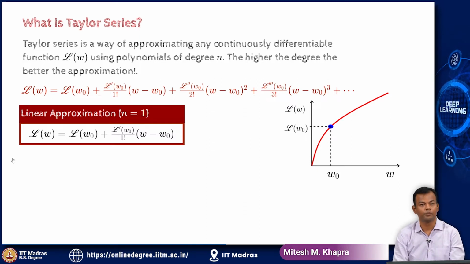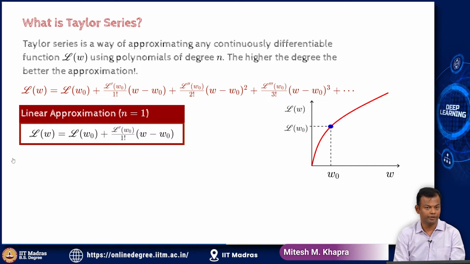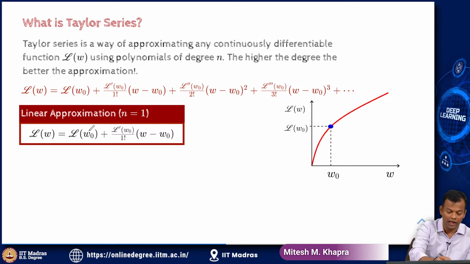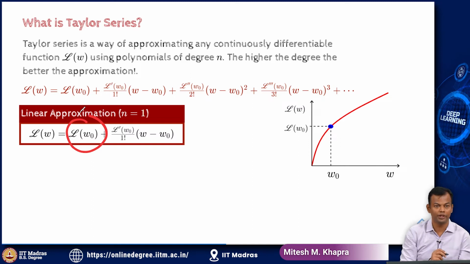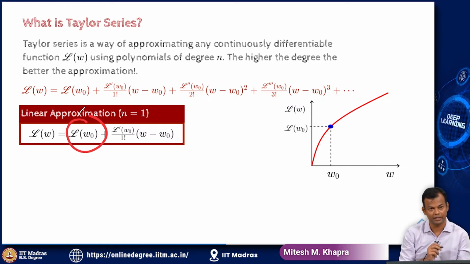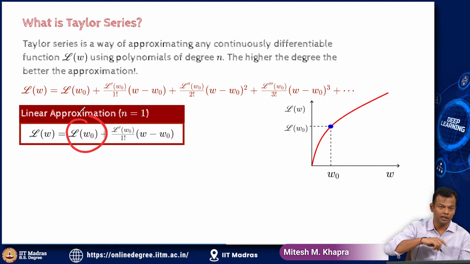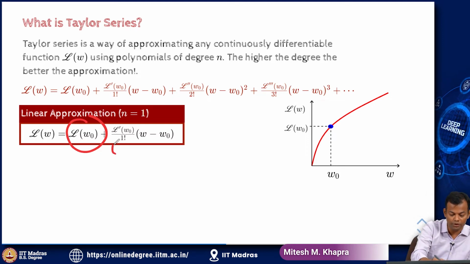And now I want to find the value of w, and I'm saying that I already know this. I already know what L of w naught is. That is given to me. Now I'm saying that L of w is just going to be this.